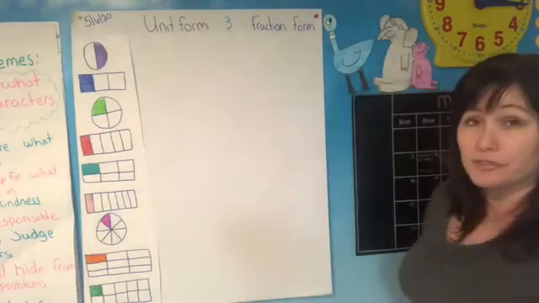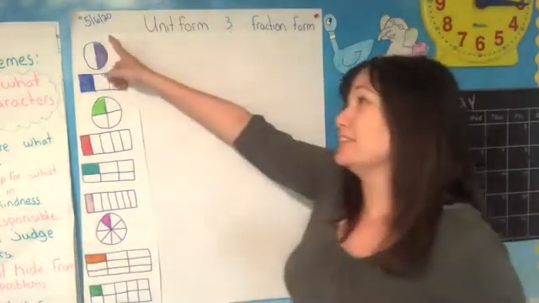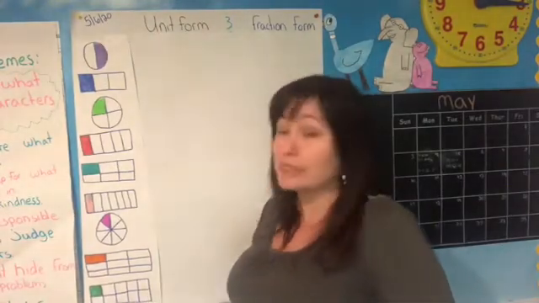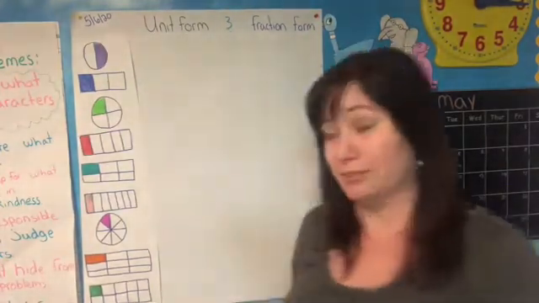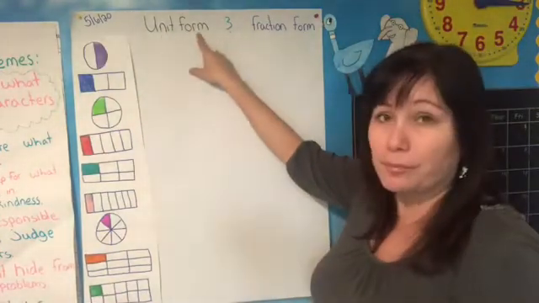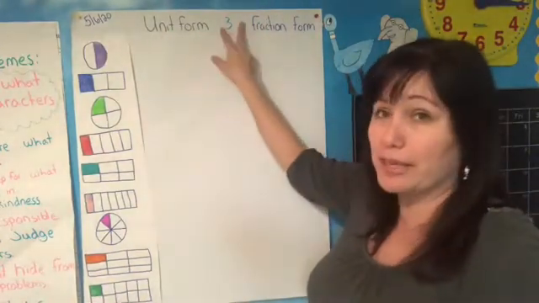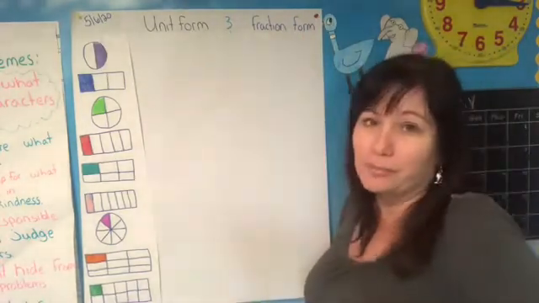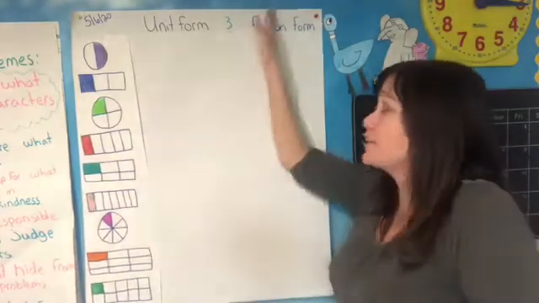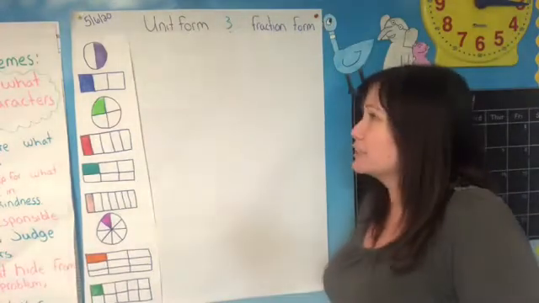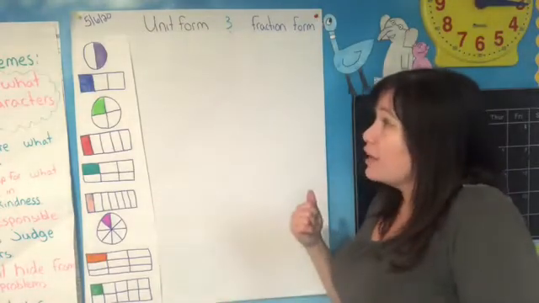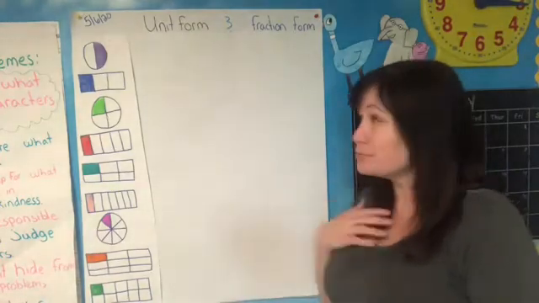Okay, third graders, the first thing I want you to do in your journal is write today's date. It's May 6th, 2020, and I wrote the short date 5-6-20. Once you've done that, go ahead and write unit form, skip a space, and write fraction form. We're going to write all of the unit form and all of the fraction forms for these shapes. Once you have done that, unpause the video and come back for the next direction.